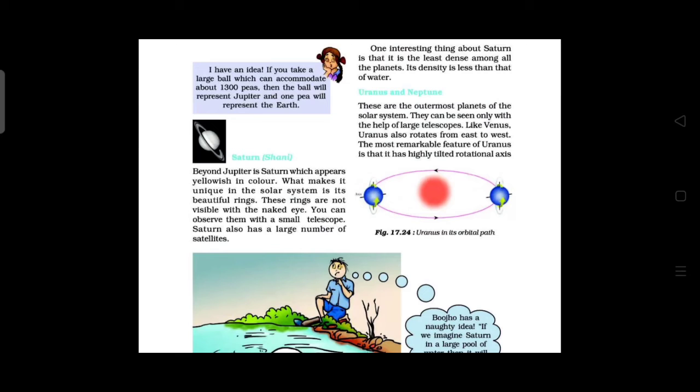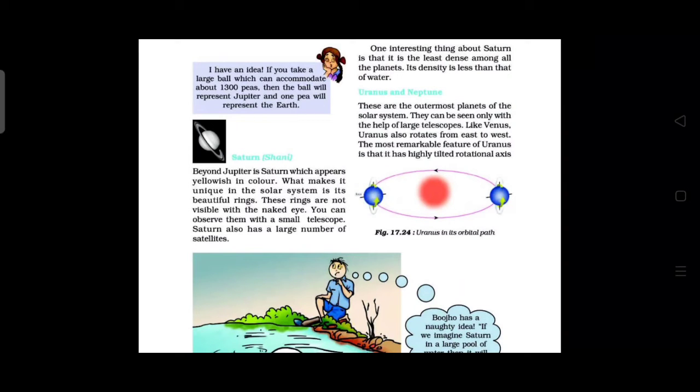Okay. Then Saturn, beyond Jupiter, which appears yellowish in color. Beyond Jupiter is what? Saturn, which appears yellowish in color, which makes it unique in the solar system. What makes it unique in the solar system? It has what? Beautiful rings. These rings are not visible with the naked eye. You can observe them with the help of a small telescope.